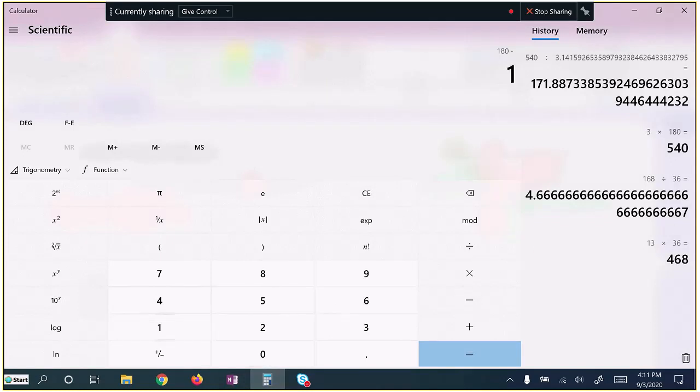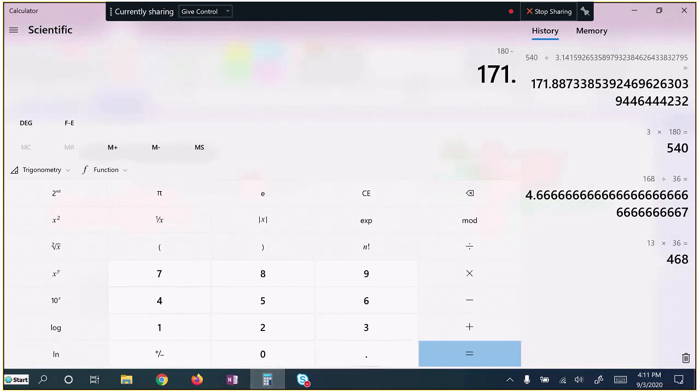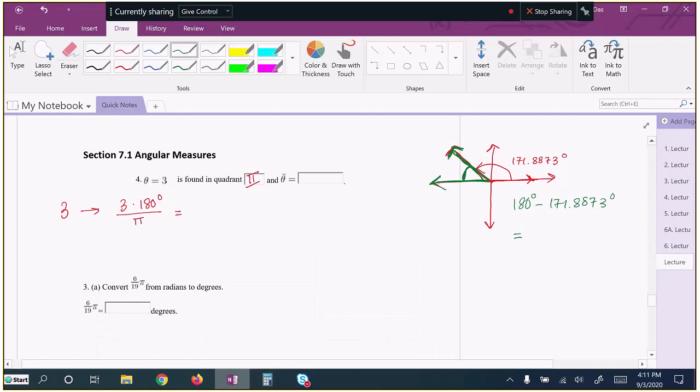180 minus 171.8873, which is 8.1127. I want to remind you again, this is in degrees. Your answer should be in radian because the question was in radian. So now we change 8.1127 degrees to radian, and the process is you multiply the degree measure by pi over 180.